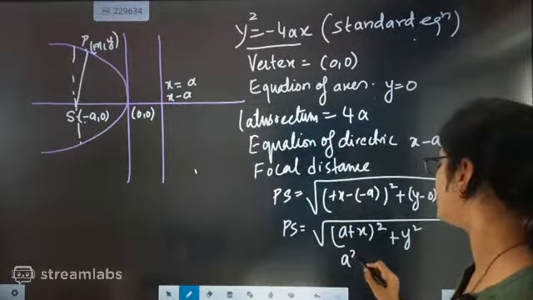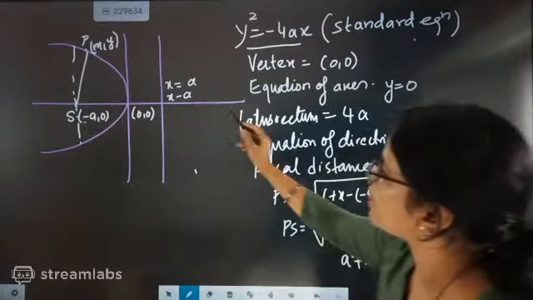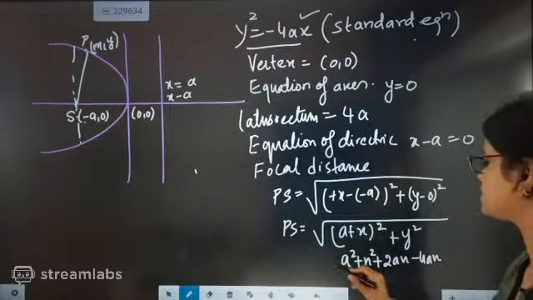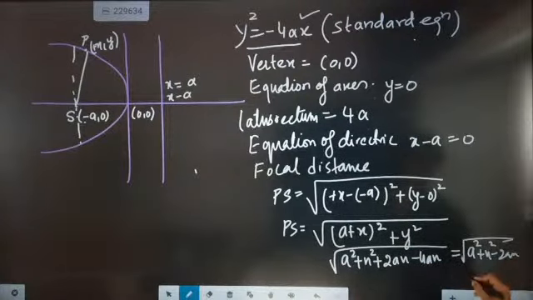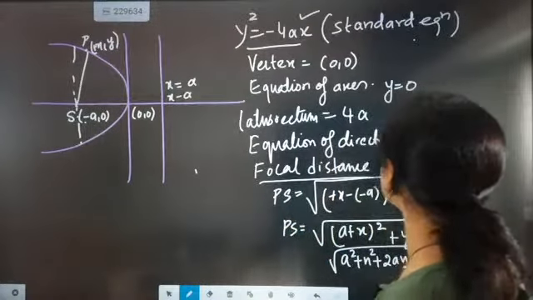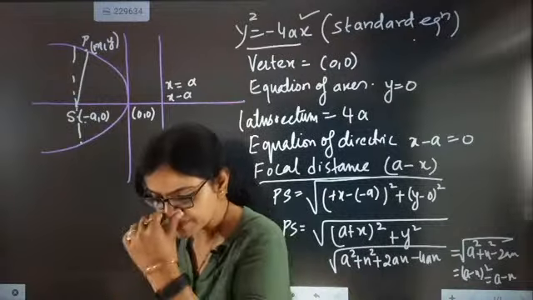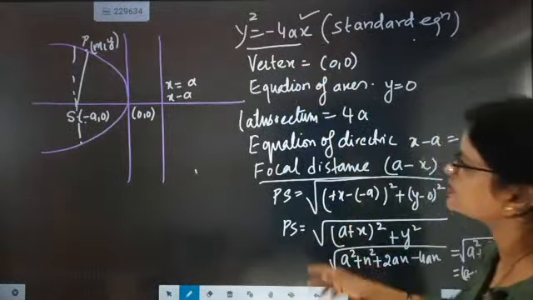So here it is coming as a square plus x square plus 2ax, and then y square, the equation is coming as minus 4ax. So minus 4ax. So the root under part will be a square plus x square minus 2ax, root under, so it is coming as (a minus x) whole square. So it is coming as a minus x. So beta, focal distance is coming as a minus x. So we got all the equations back to back.